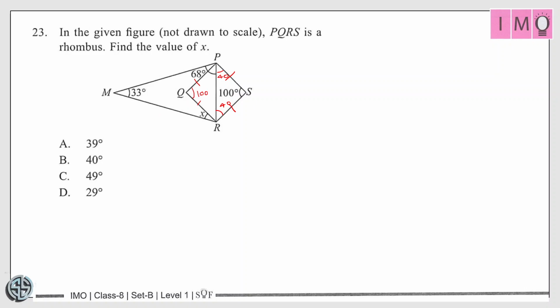So this will also become 100 degrees. And if it is 100, because opposite angles are equal, and PQR is an isosceles triangle, this angle will also become 40 degrees, and that one also 40 degrees. Now you can see in triangle MPR, M plus P plus R will be equal to 180. M is 33, angle P is 68, and angle R, which is a mixture of x plus 40 in triangle MPR, you can write like that, it will be equal to 180.